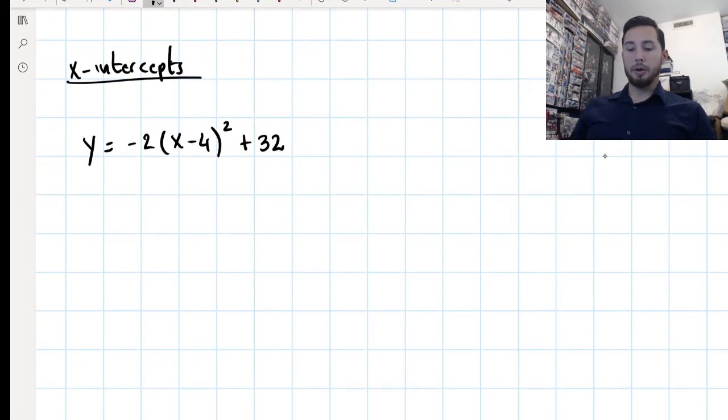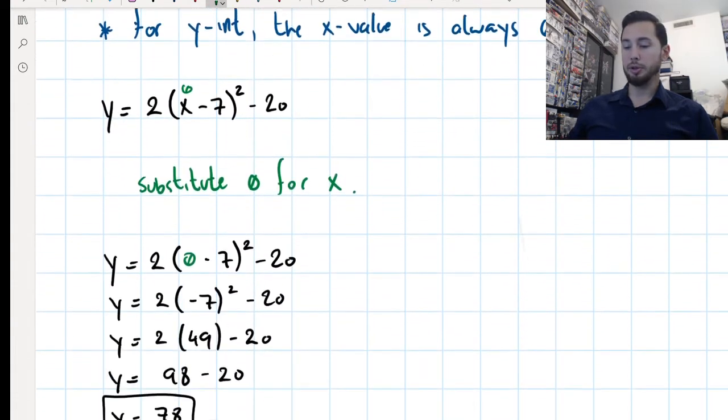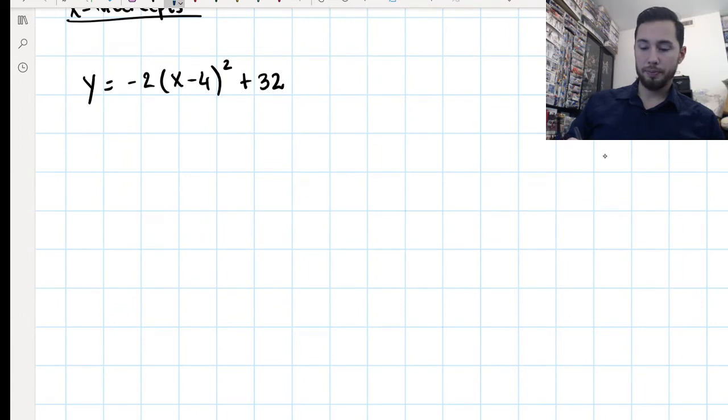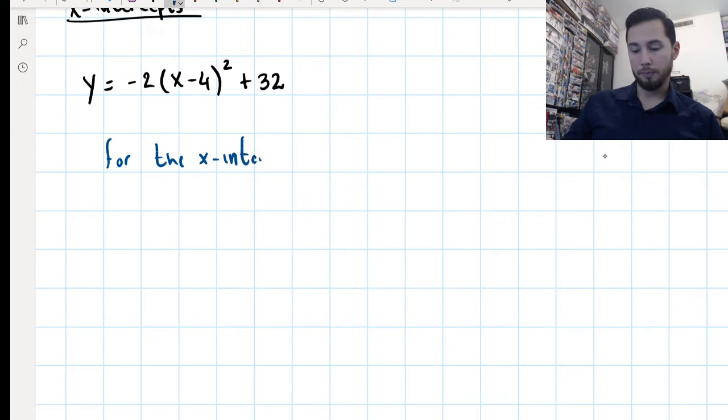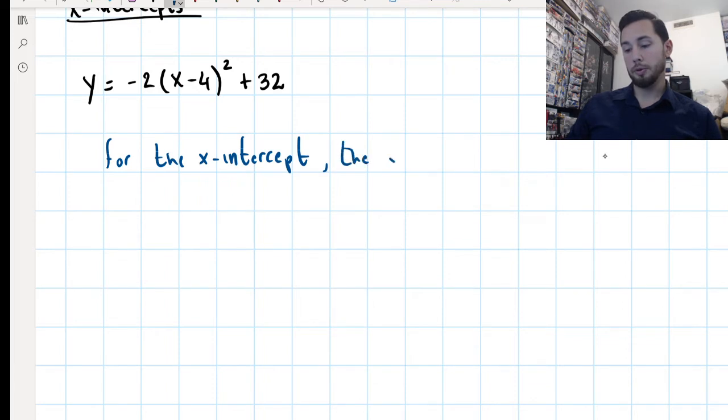And again, all I have to remember is that in order to find my x-intercept, my y value must be 0. So let's write that the same way as here. So for the x-intercept, my y value has to be 0. Well, so all I have to do is plug in.